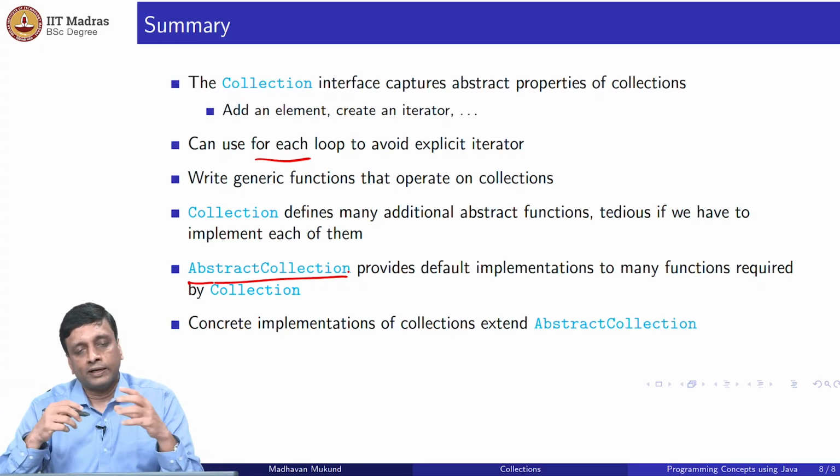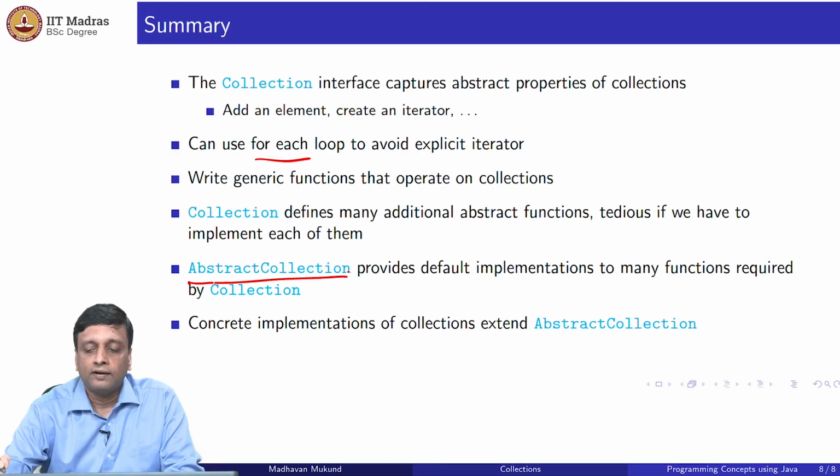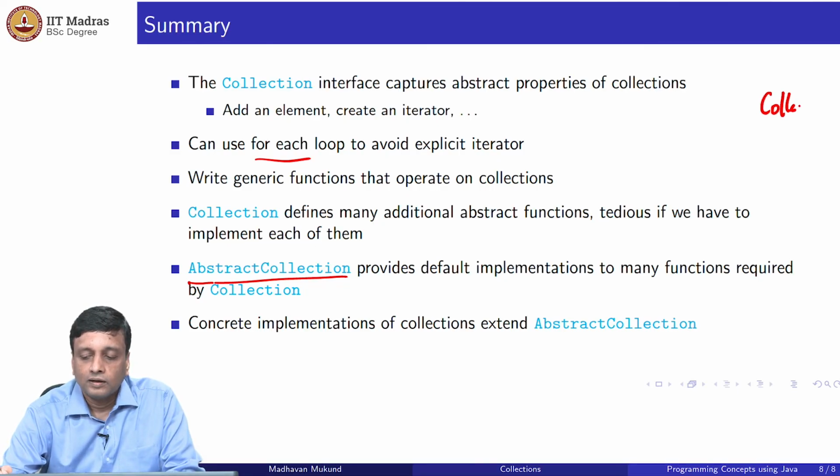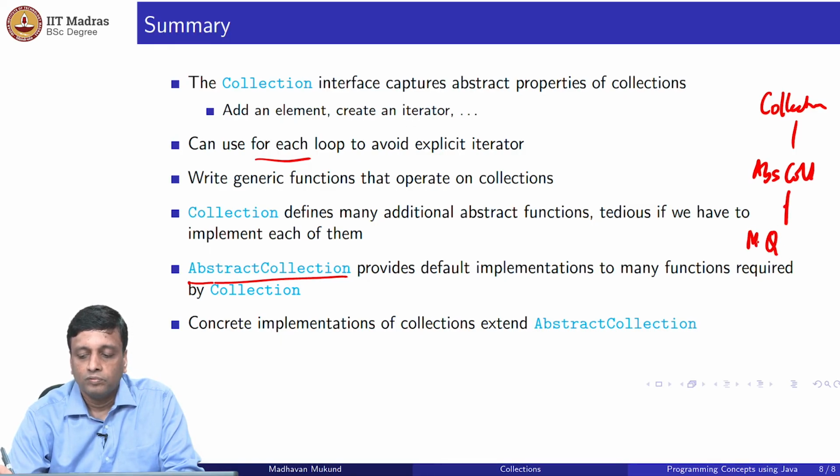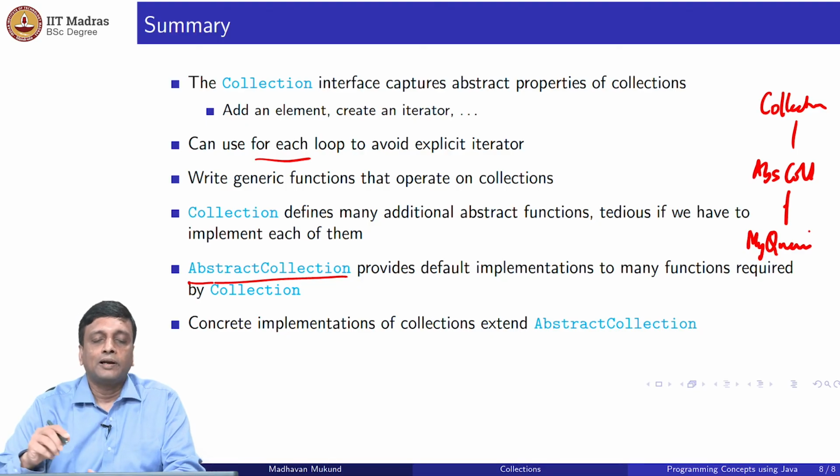Therefore, now that we have this two-level structure, when you have a concrete thing, you will have collection, then abstract collection, and below this you will have something like my queue. It will actually be an extension of the abstract collection and not directly implement the collection.